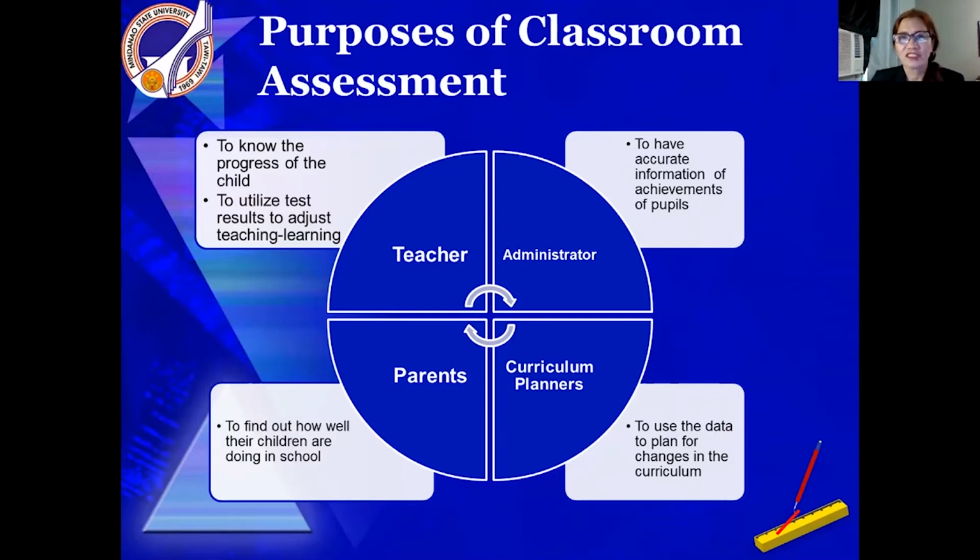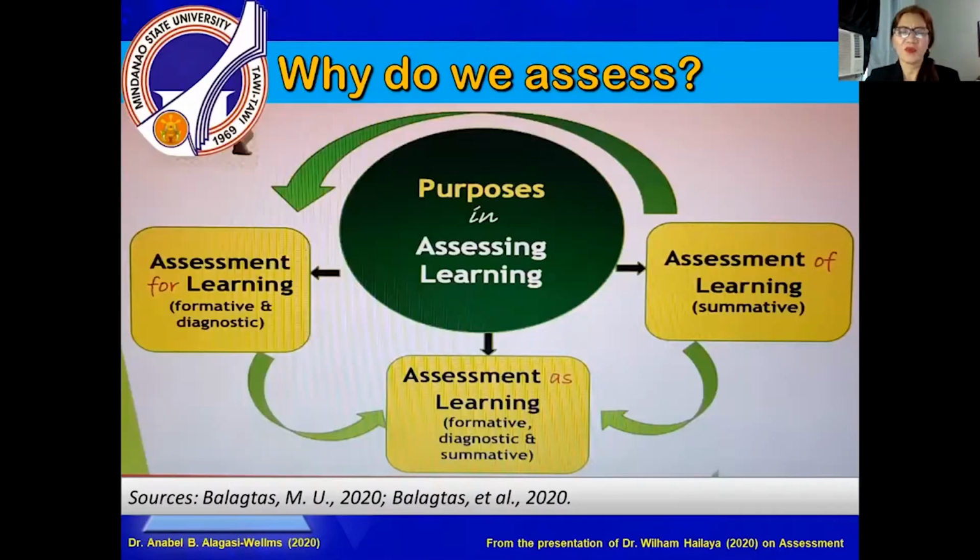For the curriculum planners, those persons who are drafting the curriculum for whatever educational program we have, the purpose of assessing our students in the classroom is to use the data to plan for changes in the curriculum. And for the parents, the purpose of assessing our pupils in the classroom, the results of the tests of the students, is to find out how well their children are doing in school. So overall, we have four purposes of classroom assessment: from the point of view of the teacher, the administrator, the curriculum planners, and the parents. Why do we assess?